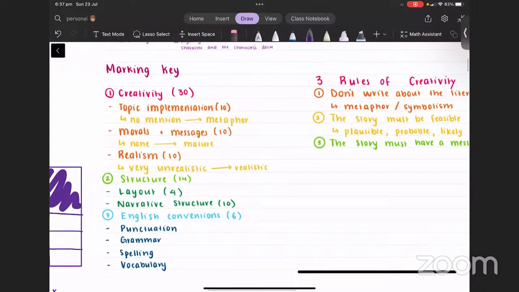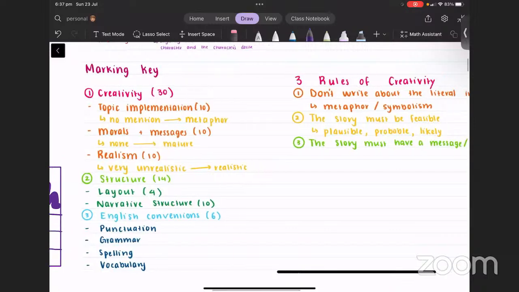Then in terms of morals and messages, if you don't have a moral or message, 0. If you have a really well-developed moral or message throughout the text that's enforced by the resolution, then you'd get higher marks. Then in terms of realism, that's to do with the feasibility. Does it make sense? Do the actions lead to things happening, or do things happen randomly and in a very unlikely way?